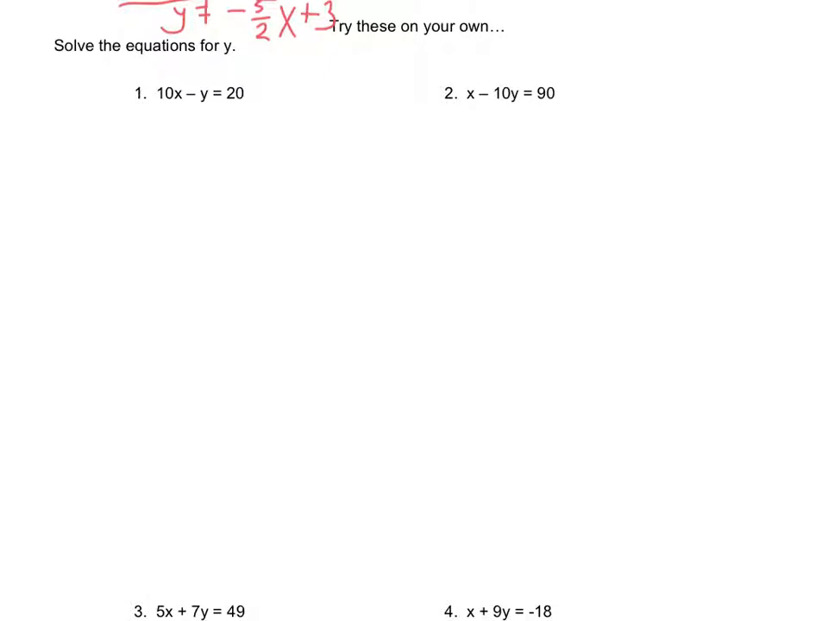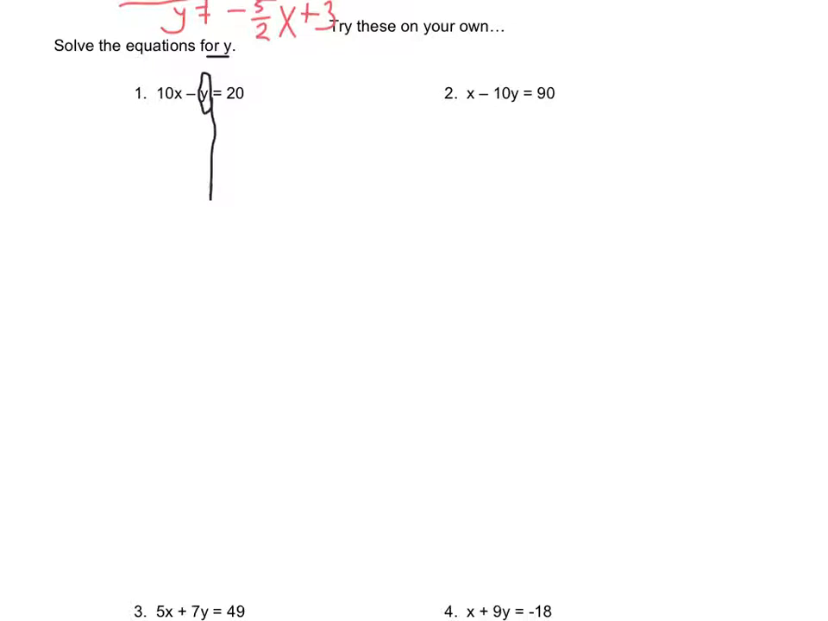Now I know this one says it's going to be try on your own, but we're going to do another one or two together, and then we'll have you try a couple on your own. So for this next one, we're solving for y. So notice the solve for y. That means this needs to be by itself. I'm going to draw my little line.